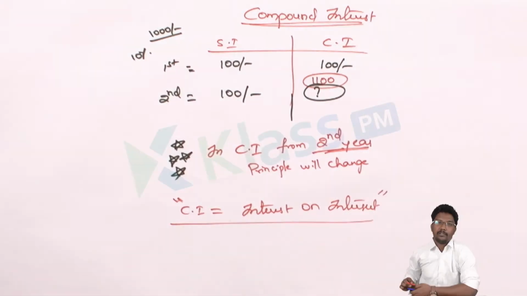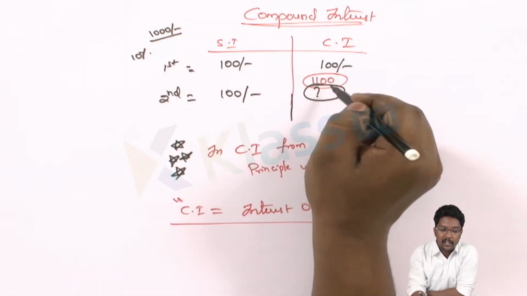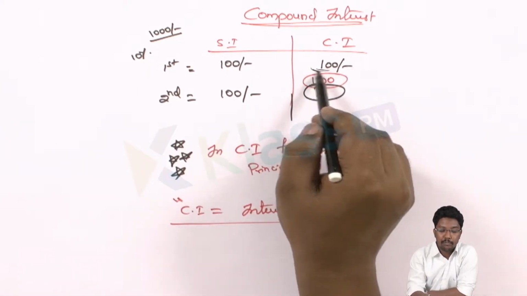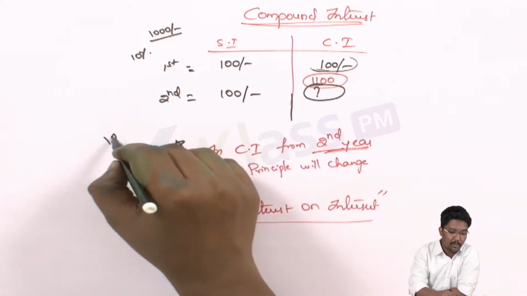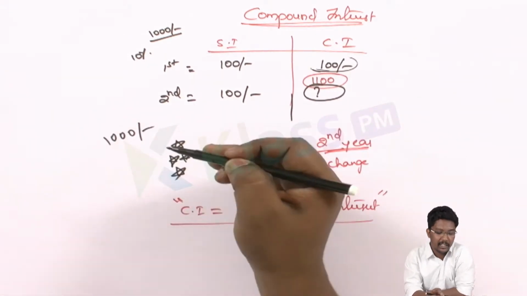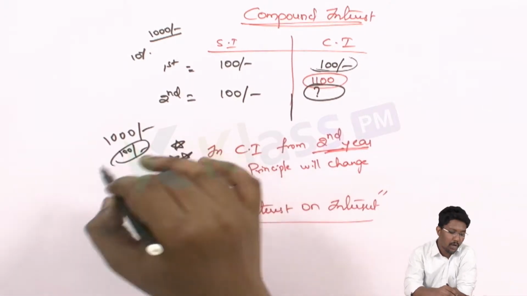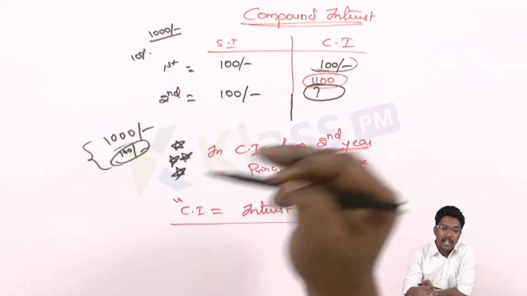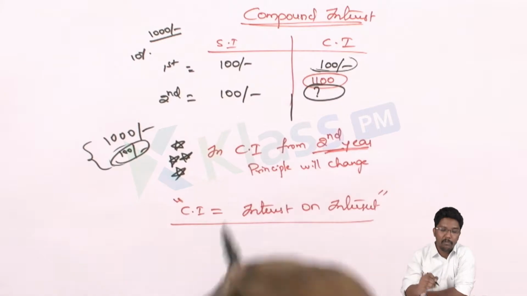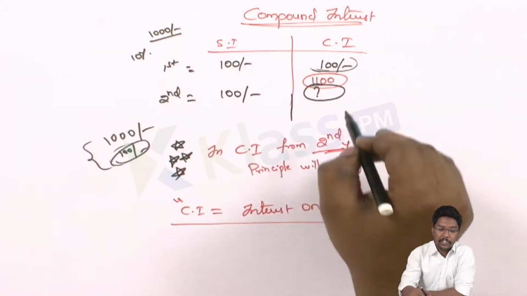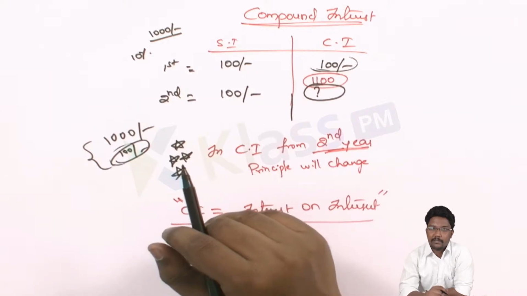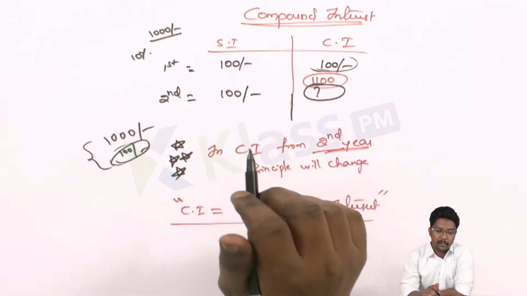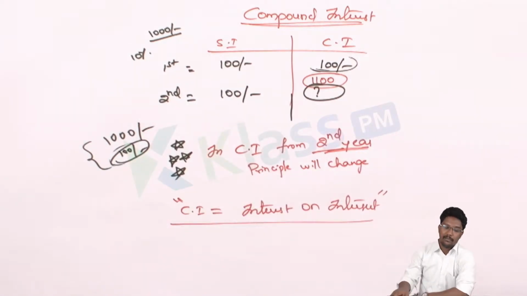Please remember this point. In the second year, he will consider this 100 rupees also as principal value. Initially my amount is 1000 rupees. When I go to the second year, I have to pay 100 rupees extra, so I consider this extra 100 rupees also as my principal. So, from the second year onwards, the principal value changes, and due to the change in the principal value, the interest also changes. Always, simple interest and compound interest are the same for the first year only. From the second year onwards, compound interest will be different.